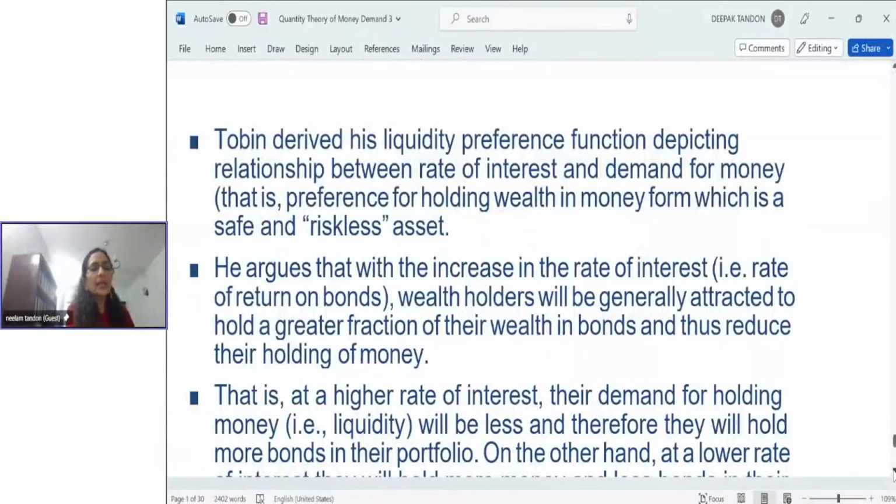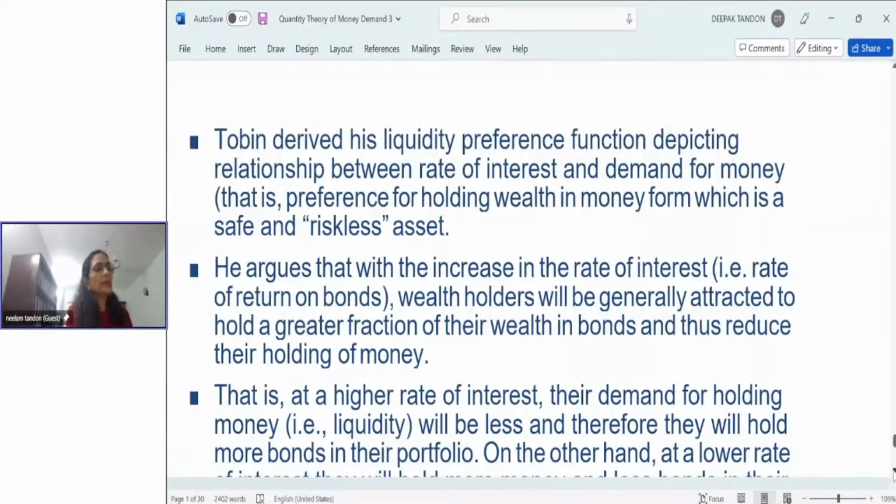So in this case, Tobin said what? Tobin derived his liquidity preference function depicting the relationship between the rate of interest, which is the expected rate of return, keep it in mind, and demand for money. So how much money you want to keep and how much wealth you want to create. That's a trade-off between the two. So what is the core of Tobin's? Tobin's core is the rate of interest.